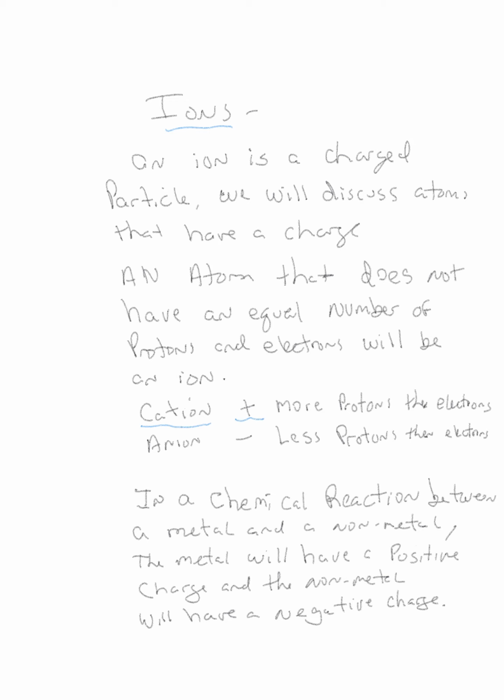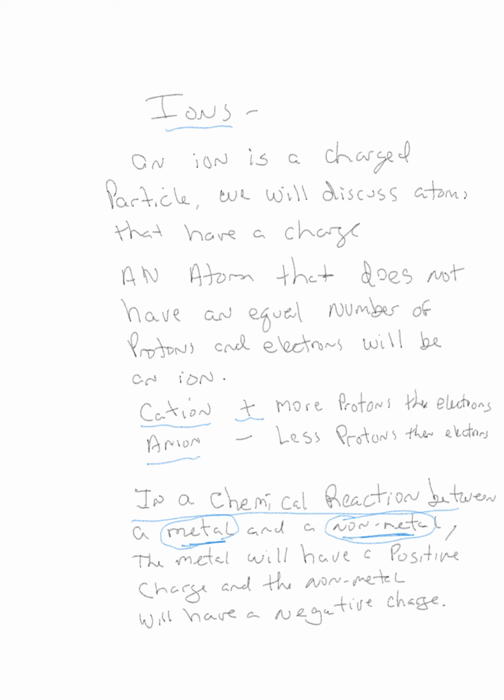An anion is a negative ion. And that's where you have fewer protons than electrons. In other words, there's more electrons than protons. So the net charge is negative. So if you look at chemical reactions, a chemical reaction between a metal and a non-metal, what you'll see is that the metal is positive and the non-metal is negative.